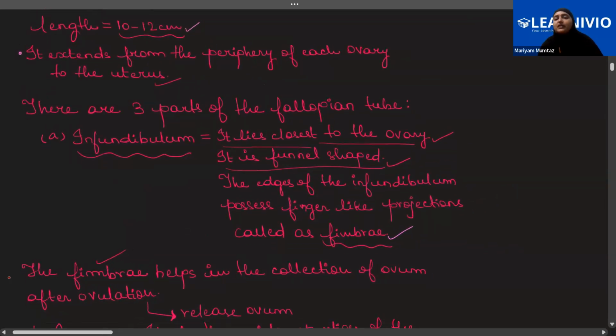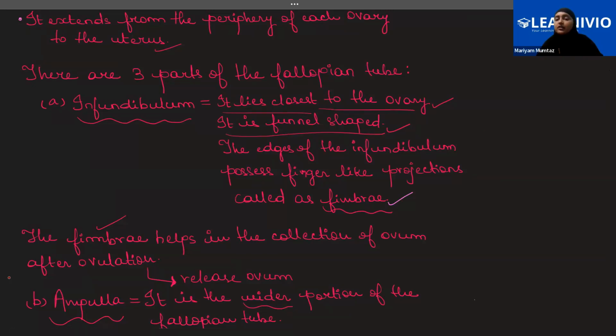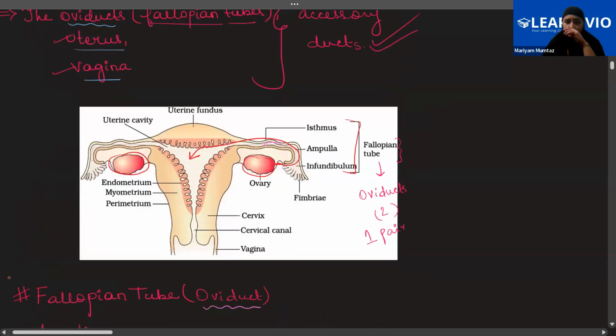Now there are three parts of the fallopian tube. The first part is the infundibulum. This is the name of the first part of the fallopian tube. It lies closest to the ovary. The part which is closest to the ovary is known as infundibulum.